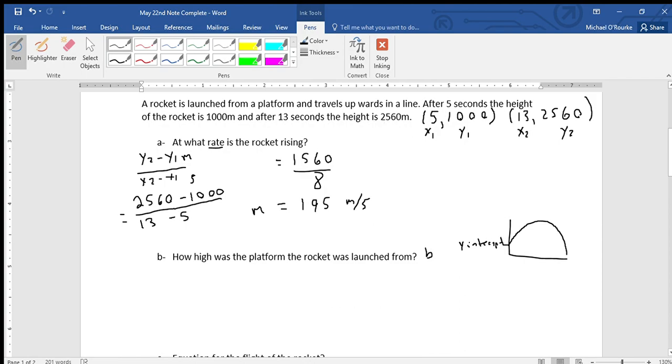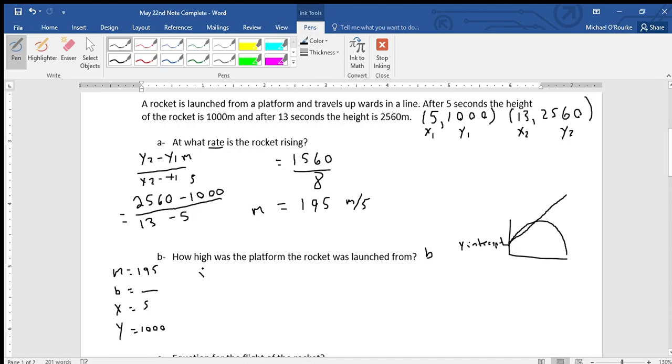So we're going to pick one of these 2 points. I'm going to pick this one here, where we write m, b, x, y. M is 195. B is what we don't know about. X is 5 and Y is 1,000. So let's plug everything in and find our B.